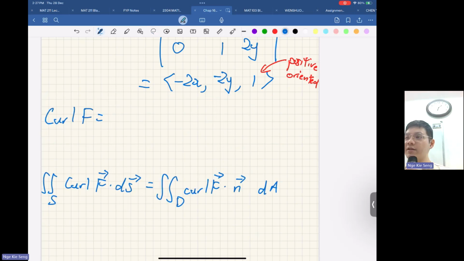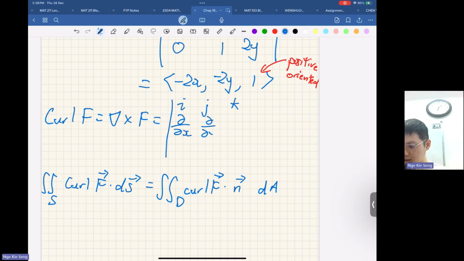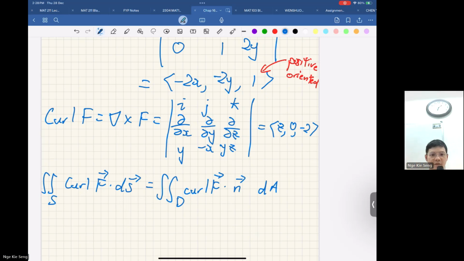So curl F is defined to be del cross F. Okay, del cross F. So let's write it out quickly. What is del? Del x, del y, del z. What is our F? y minus x and yz. If you do this, you should get z, comma 0 and minus 2. Okay, so we have two vectors now.